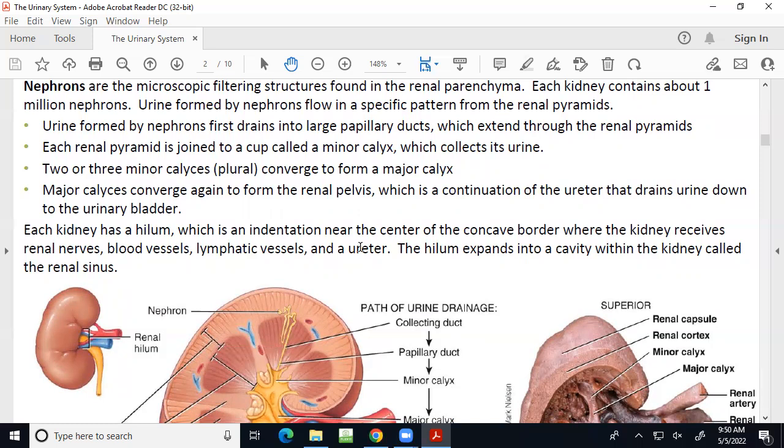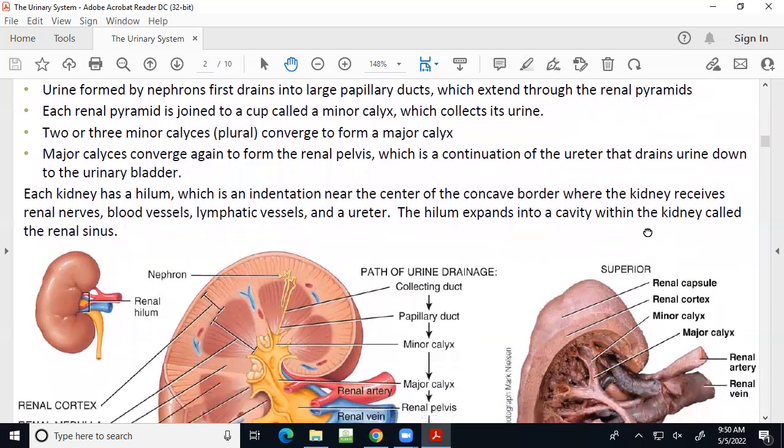When those nephrons form the urine, it is going to flow out of the nephrons in a specific pattern from those renal pyramids. Okay? First, it's going to travel into what we call papillary ducts, which you can see are basically at the bottom of the nephron. Okay, we'll talk about the structures of a nephron, which include a collecting duct here in a little bit.